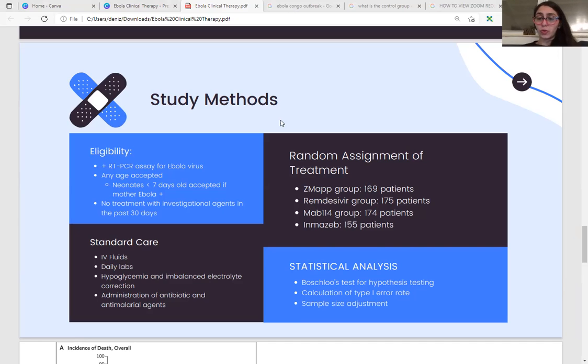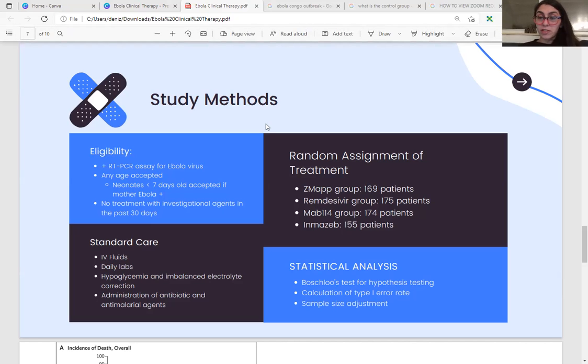All patients who were a part of the study received standard care for their Ebola. This includes administration of IV, intravenous fluids, and daily clinical laboratory testing. A lot of them, as a complication of the Ebola, had hypoglycemia and electrolyte imbalances, and these were also treated. They were also given broad spectrum antibiotic agents and anti-malarial agents. So these aspects were all addressed.